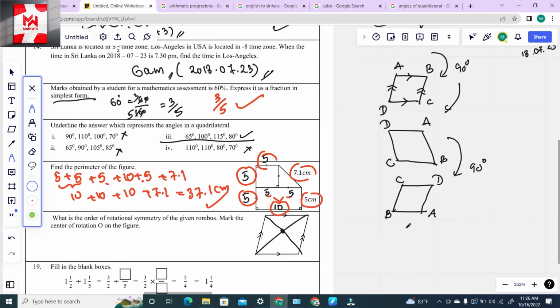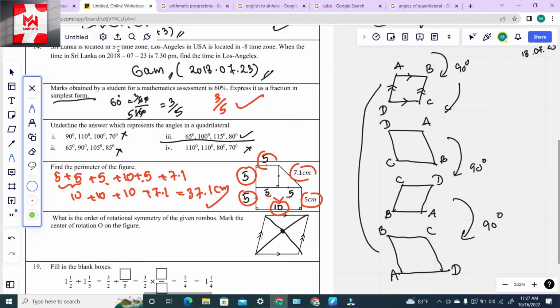If I again rotate, it will give again like this shape. Therefore you have to think. Okay, then another 90 degrees. Now this is B here, C here, D here, A here. If I again rotate, it will give you the same position.